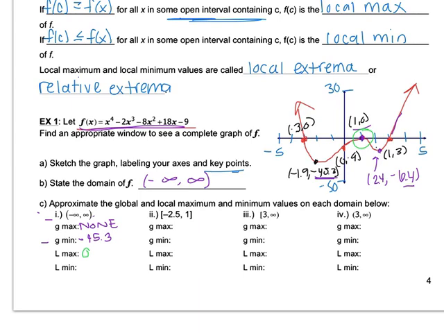Our global min is also going to serve as a local min in that area, so negative 45.3 is a local min, and you can have more than one local min or local max.